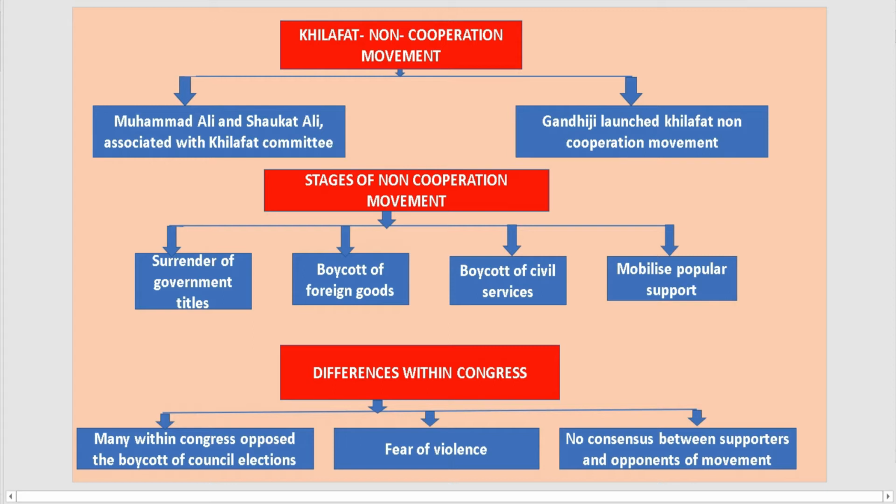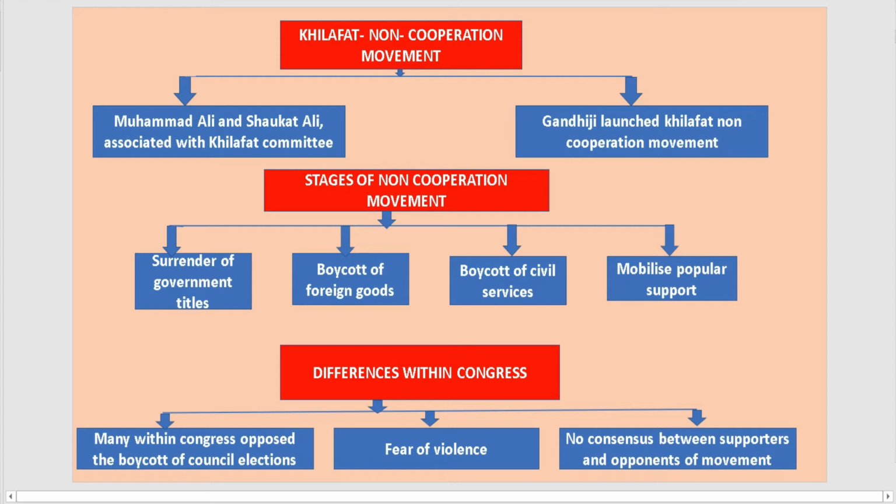First of all, the surrender of government titles. Whatever people had received some titles, all those people surrendered these titles. After that, boycott of foreign goods. Then boycott of civil services, and next, mobilize popular support. So I am telling you all the important headings, and according to that you have to understand and write your answers also. Next, move to the next heading.